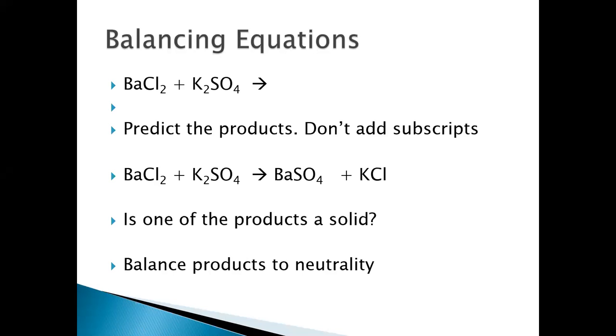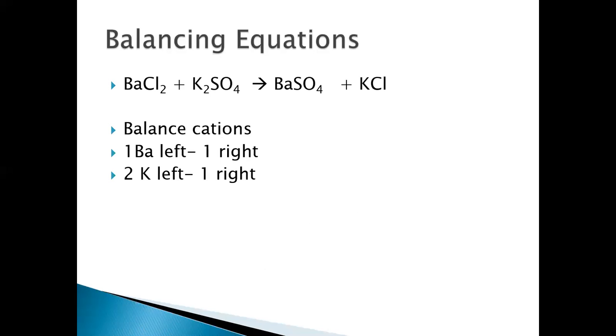Minus one. So we have potassium at plus one, chlorine at a minus one. Is that balanced? Yes. So I have my products balanced. I got one barium right, one barium left. We're good. I got one coefficient times two subscript on the left for potassium. I got one times one on the right.